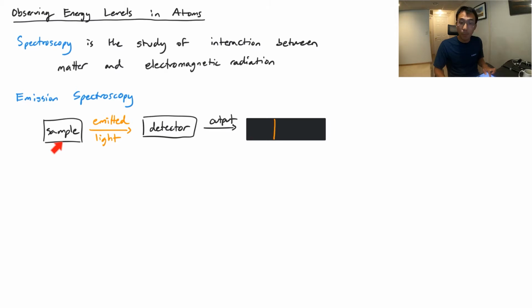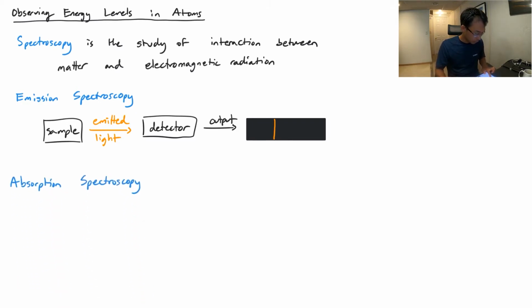Let's say you had a sample that was emitting light. That light would hit something called a detector, which would count how much light is being emitted. And then that would turn it into an output that looks like this. It would say, oh, I detected some emission at some color or wavelength, or whatever you're plotting against. In this case, it says there's emitted light at this specific orange color.